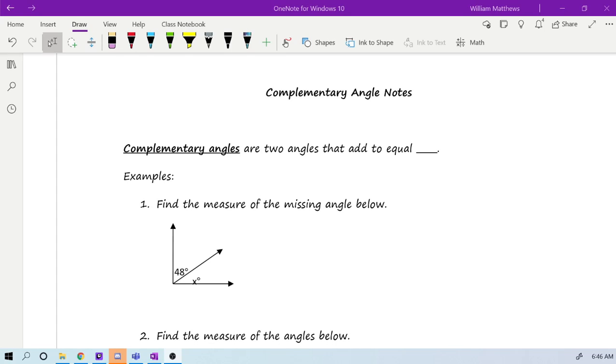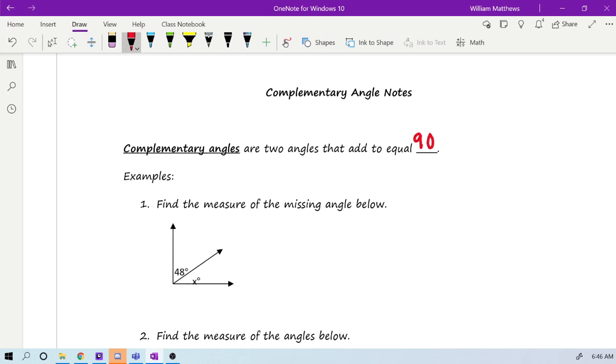Today we'll be going over the concept of complementary angles. Complementary angles are two angles that add to equal 90 degrees. You'll see this used a lot with rectangles and squares, as they have 90-degree angles in each one of their corners, and their diagonals cut the angle in some form.